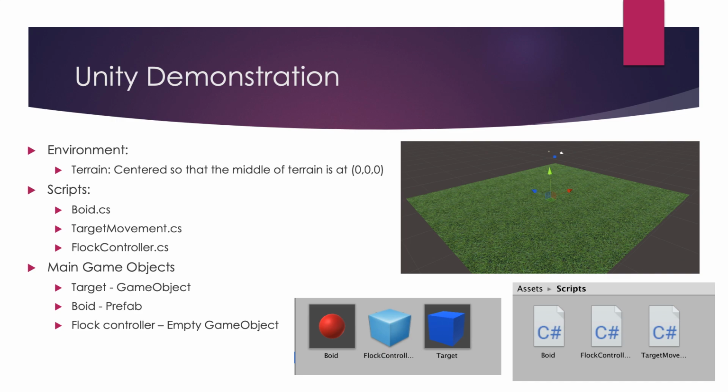And some of the main game objects were target, which is a regular game object, it's a cube. Boyd, which is a prefab, and it will need to be a prefab in order for this to work. And then flock controller, which is just an empty game object that will have both a transform, which is a target, and a prefab of the Boyd.